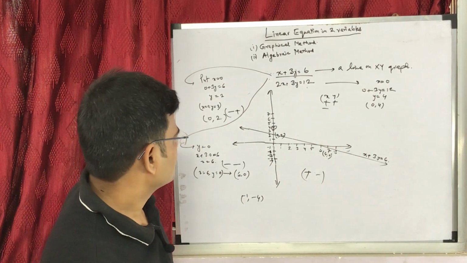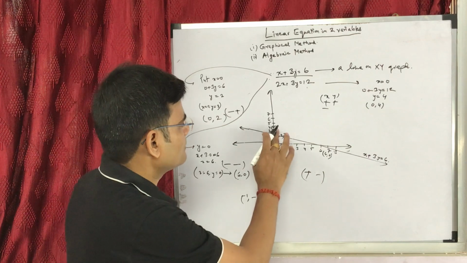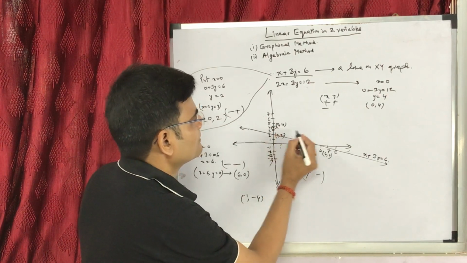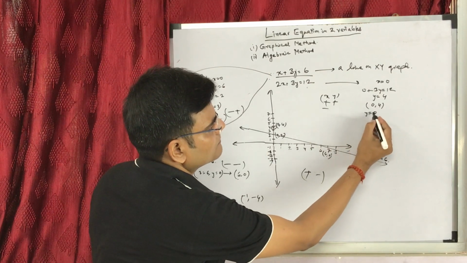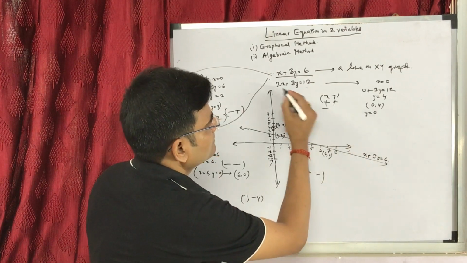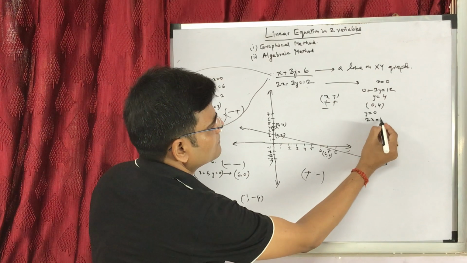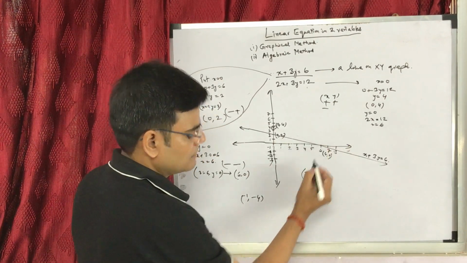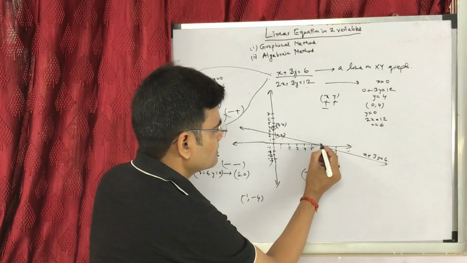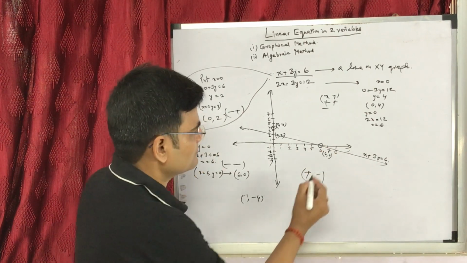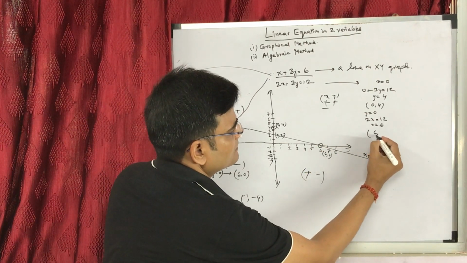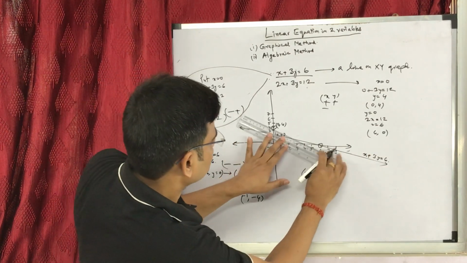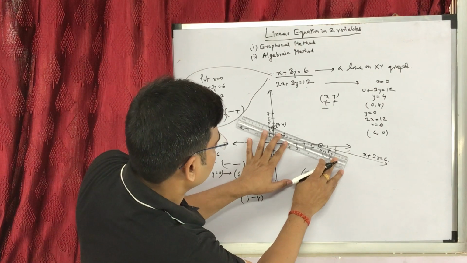So let's solve this. 0 comma 4, we got 0 comma 4. Similarly, put y equal to 0, you get 2x equals 12, x is equal to 6. So you get this line, so the coordinates are 6, 0. Draw this.